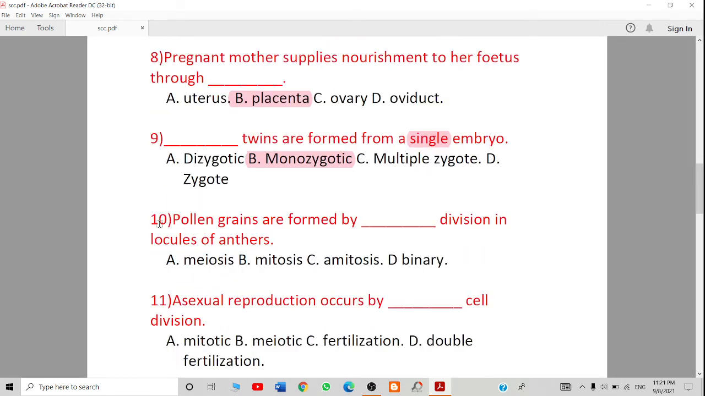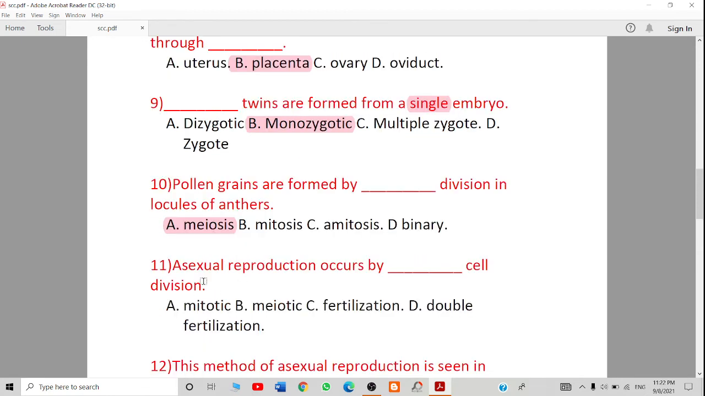Then 10th: the pollen grains are formed by meiotic division in the locules of the anthers. The pollen grains are formed by meiotic divisions, which means it is a type of sexual reproduction. That's why it occurs in the germ cells, in the reproductive system, by a meiosis process, not mitosis. Mitosis occurs in the development of the cells or the development of the body.